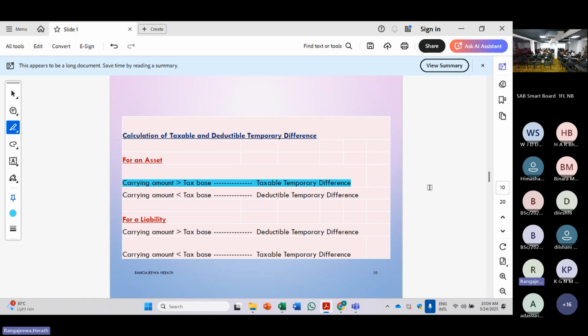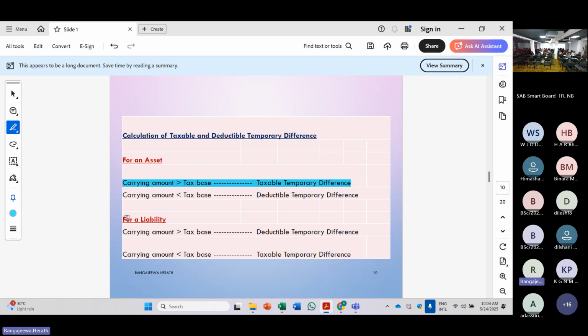That's a taxable temporary difference. So if the carrying amount of an asset is greater than the tax base, it is a taxable temporary difference; if it is less, it goes the other way, deductible. For a liability, it is the complete opposite. Asset increase is debit, liability increase is credit. So for a liability, carrying amount greater than tax base is a deductible temporary difference. Liability carrying amount less than tax base, taxable.